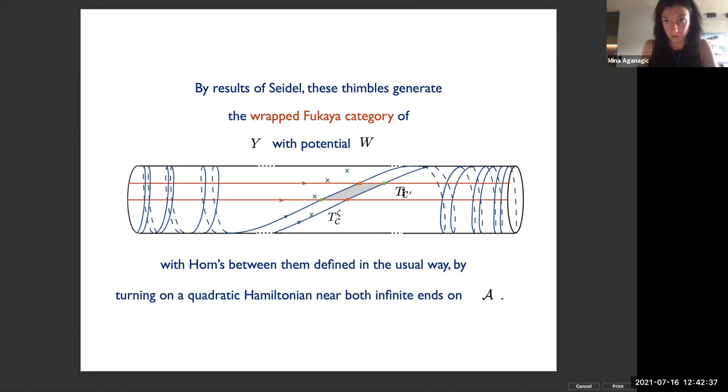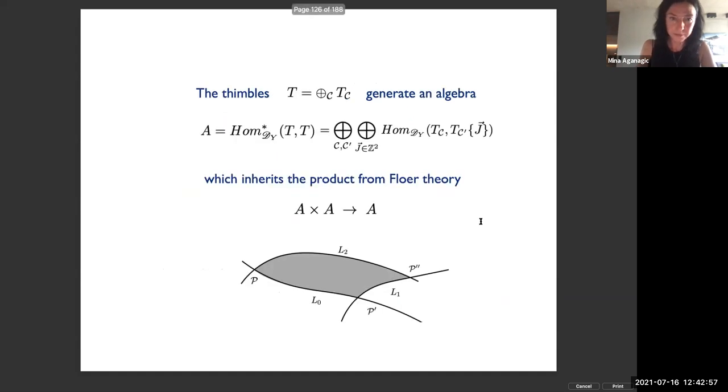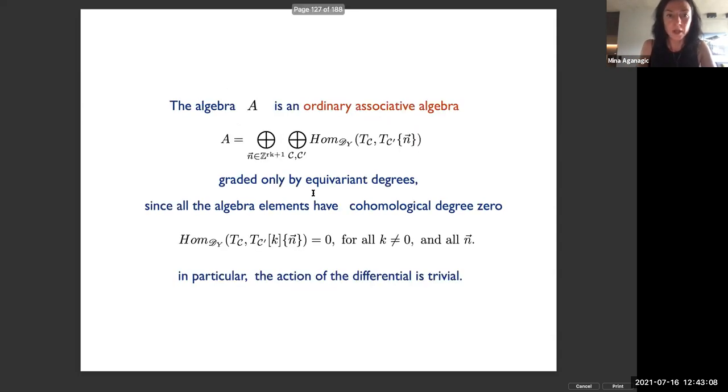these symbols should generate the Fukaya-Seidel category of Y with potential W, where the Homs between the branes are defined in the usual way by turning on quadratic Hamiltonian near both ends on the Riemann surface, or lifting that to the symmetric product. The symbols generate the Homs between them, not just a vector space, but an algebra, because you inherit the product from Floer theory.